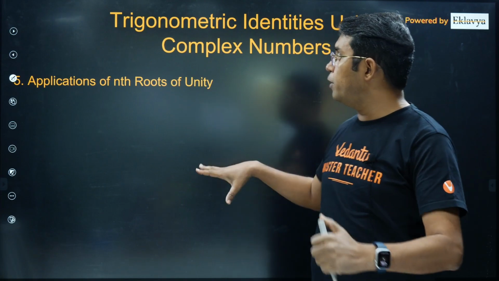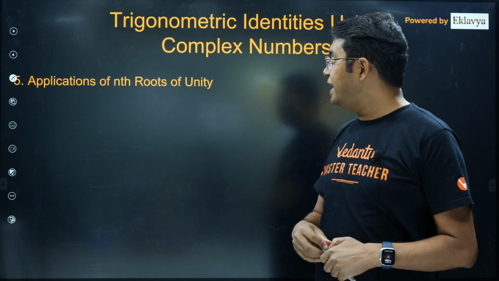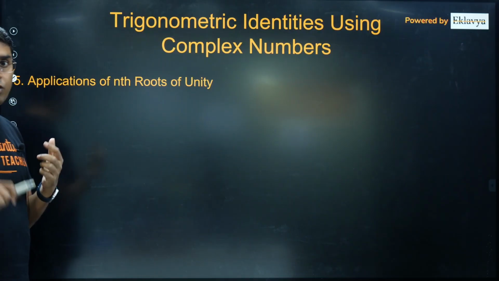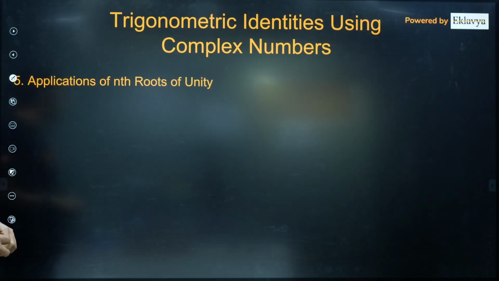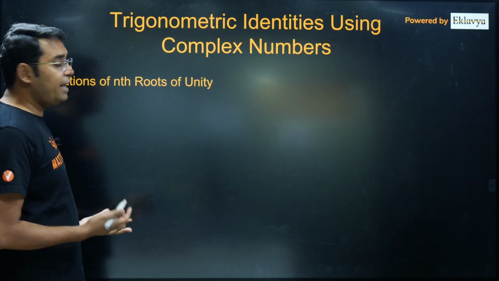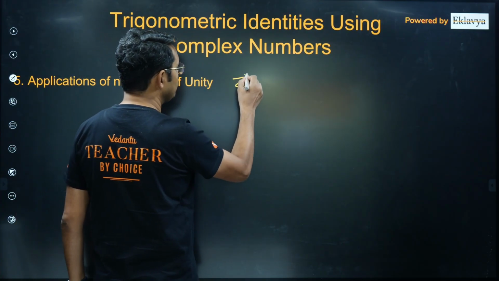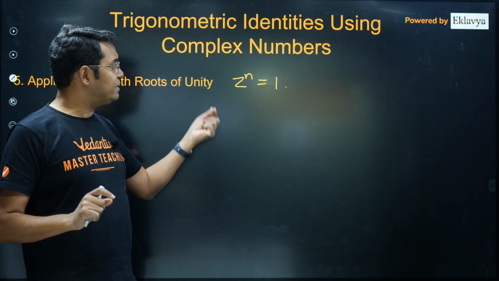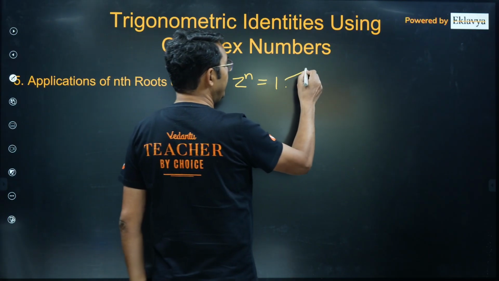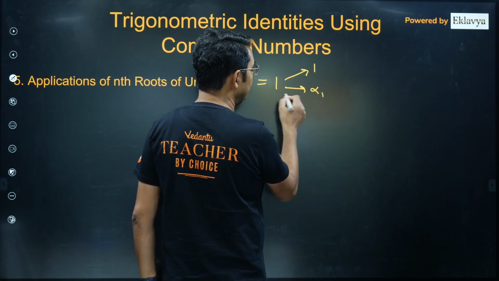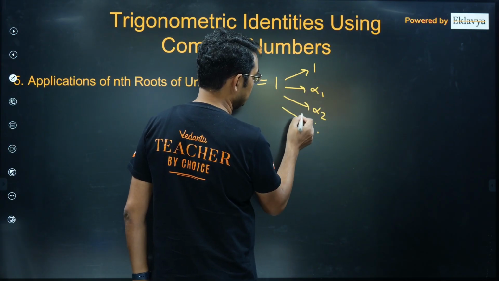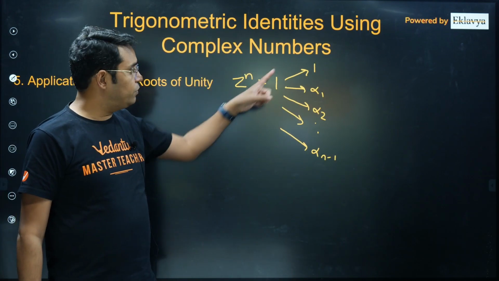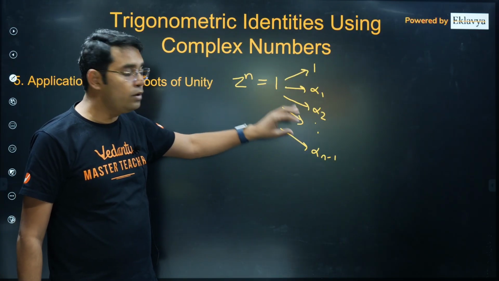Now I am coming to the most important part of this session, that is application of nth roots of unity. In fact I will talk about nth root of -1 also in one of my questions, but let's see how this is used. But before that we should understand what is the nth root of unity. So when we solve for z raised to the power n is equal to 1, that's an n degree polynomial. Obviously one root is 1, but there are other roots as well. Let's say alpha 1, alpha 2 and so on. So there are total n roots. One is 1 and others are alpha 1, alpha 2, alpha n minus 1.